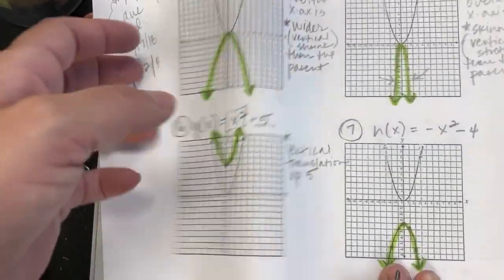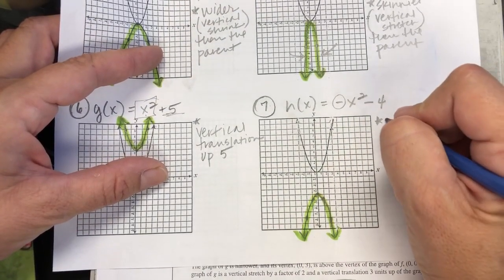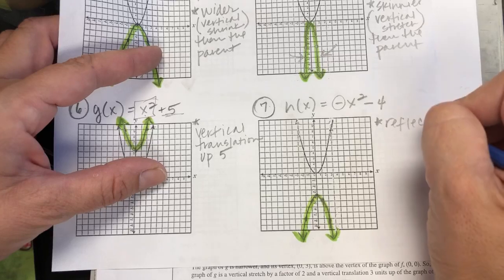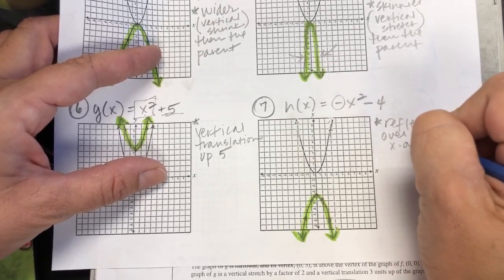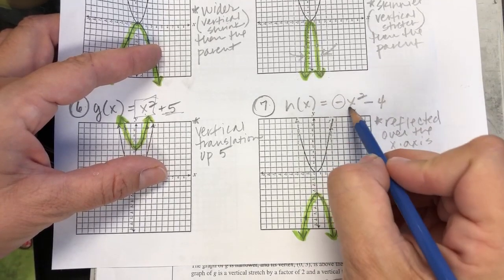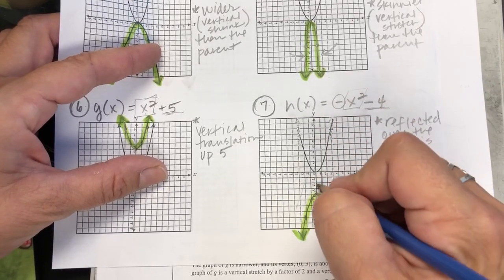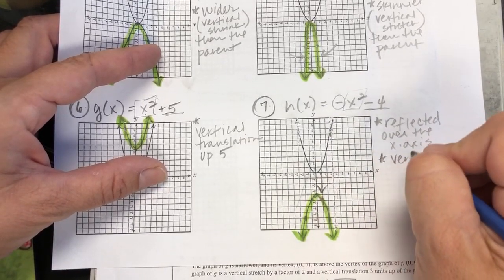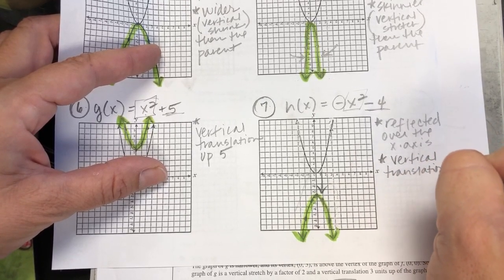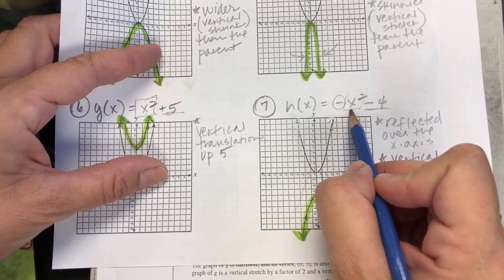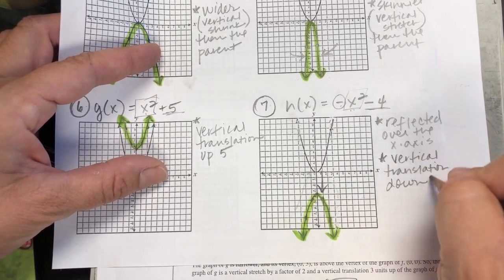Similar thing going on with number 7, but we do have this negative out front. The first thing that we have to consider is that this was reflected over the x-axis. Then we want to consider that this x squared parent function, after it was flipped over, was slid down 4. So we have a vertical translation down 4. Nothing changed in terms of wider or narrower, because the only thing stuck to our x squared parent is the negative. Vertical translation down 4.